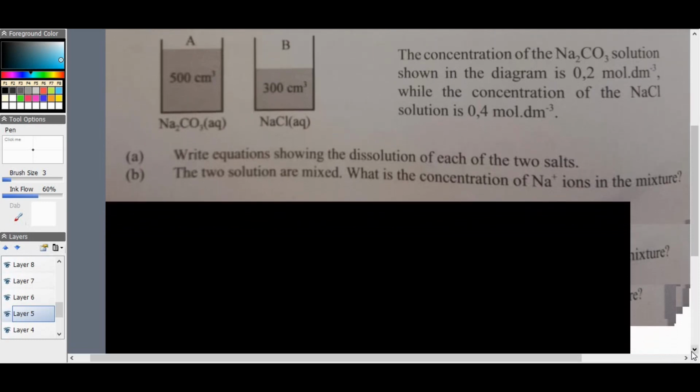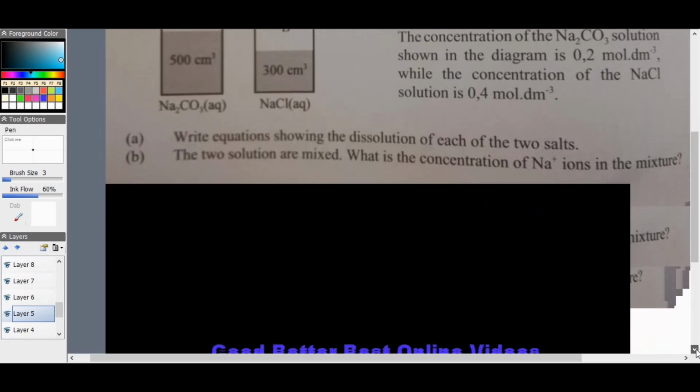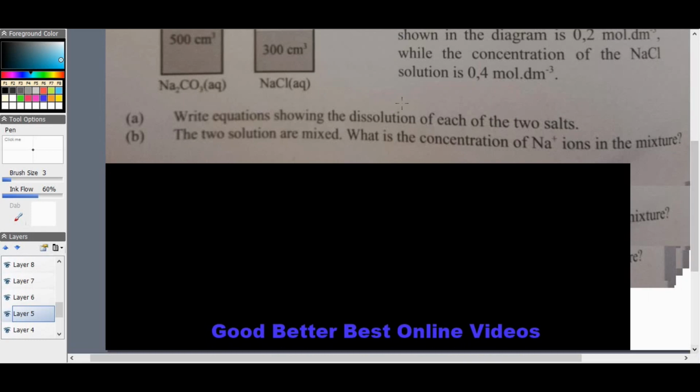Okay. Now they say, okay, that's all I need. So when two solutions are mixed, the number of moles of sodium ions will obviously increase, because you are throwing sodium ions into a beaker that already has sodium ions in it, because both of these two solutions contain sodium.